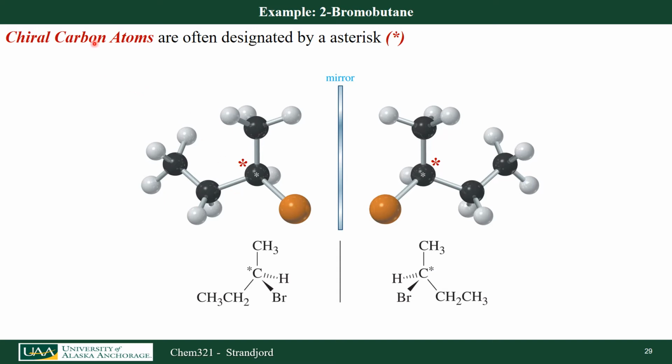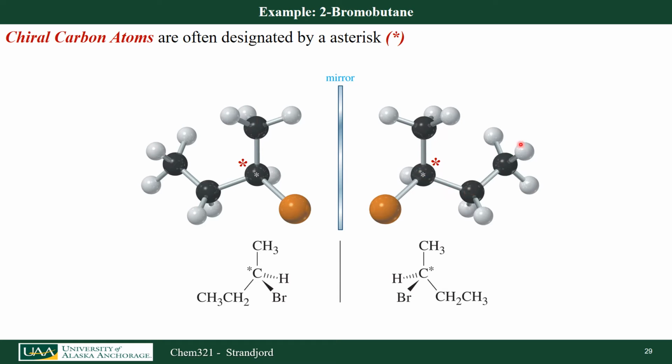So let's look at the chiral carbon specifically on this molecule. And we oftentimes, as you might have noticed in some of those other slides, we've put an asterisk around the chiral carbon. Let's look at the other carbons here. This carbon here contains 3 of the same atoms. These are representing 3 hydrogens here, so that's not chiral. This carbon has 2 hydrogens on it, so it's not chiral.